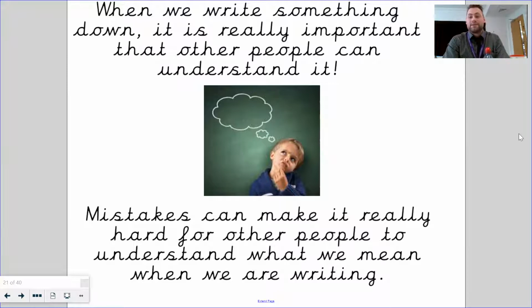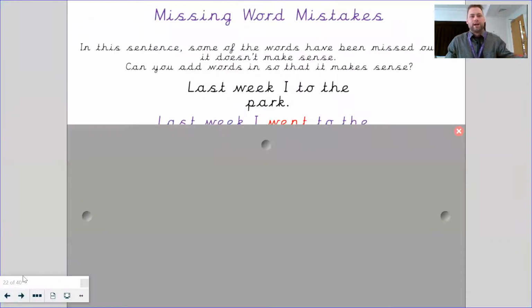So when we do our work, we need to make sure that we reread and proofread our work to make sure that it makes sense. So that when somebody else is reading it, they're not going to be wondering what words were used here and this, that, and the other. So that's why it's important that we edit our work.